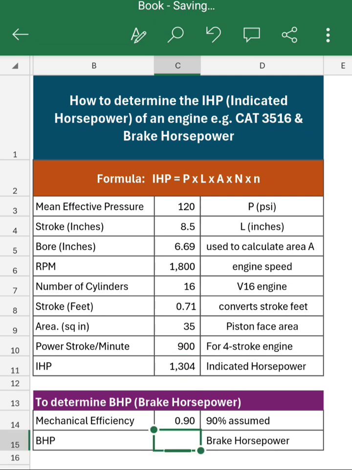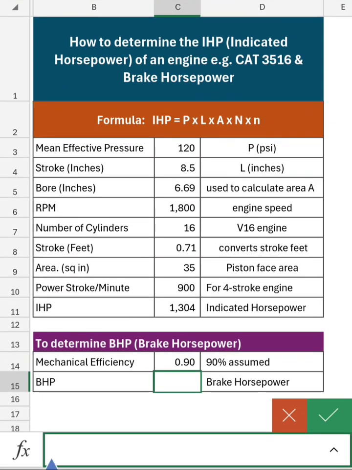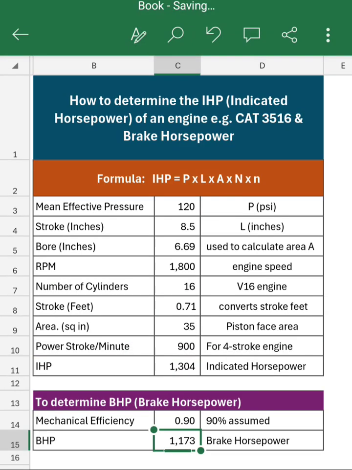For the brake horsepower, it's simple. I'm going to get the equal sign again, and then get the IHP, and then I'm going to multiply that by the mechanical efficiency of 90%, assuming we get 90% mechanical efficiency, and then that would be 1,173 brake horsepower, or BHP.